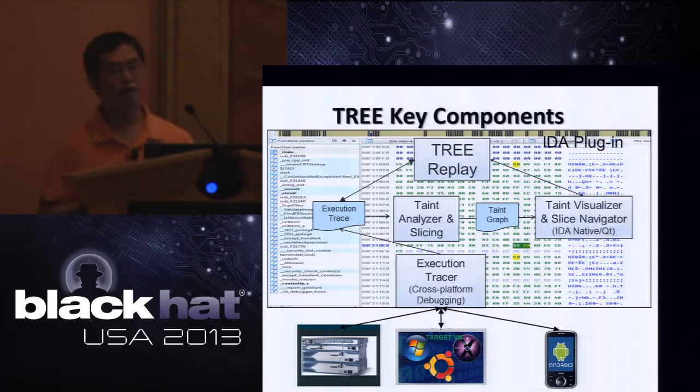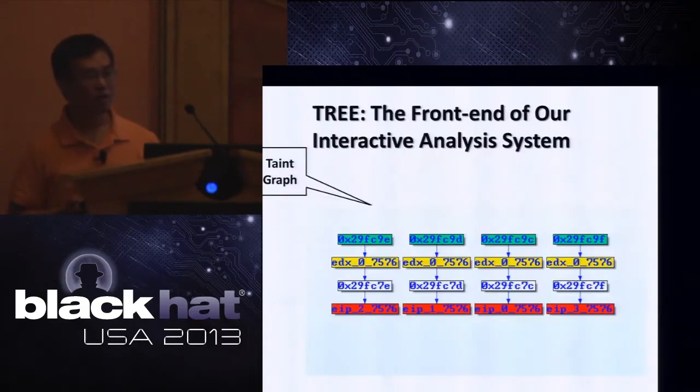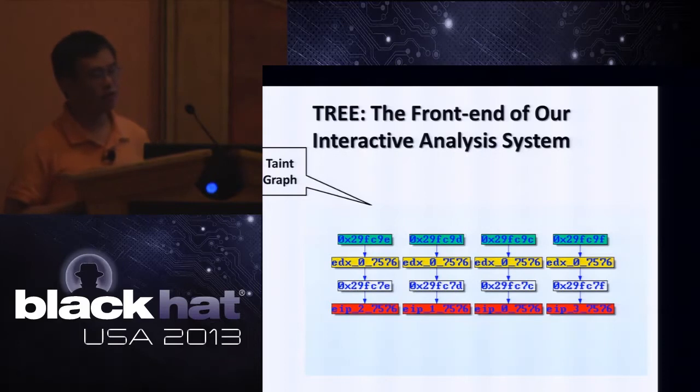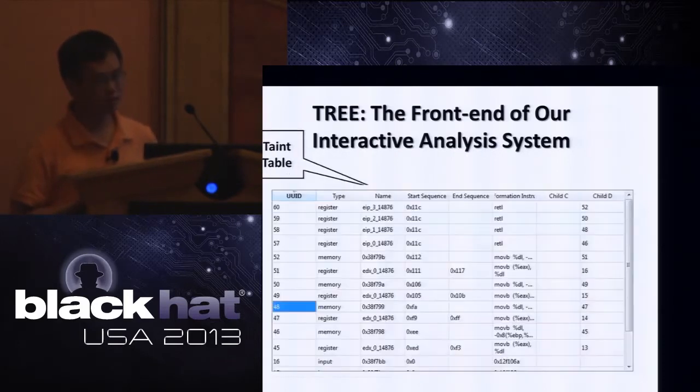Note that by design, we use IDA's native graph and the Qt graph, so we seamlessly integrate with IDA's environment. You usually can't tell the difference between the trace GUI and the IDA GUI, but that's by design. We do want to point out a few things that we add on top of IDA. For example, the taint graph you have seen earlier. Here it shows the four input bytes affect the four EIP register bytes.